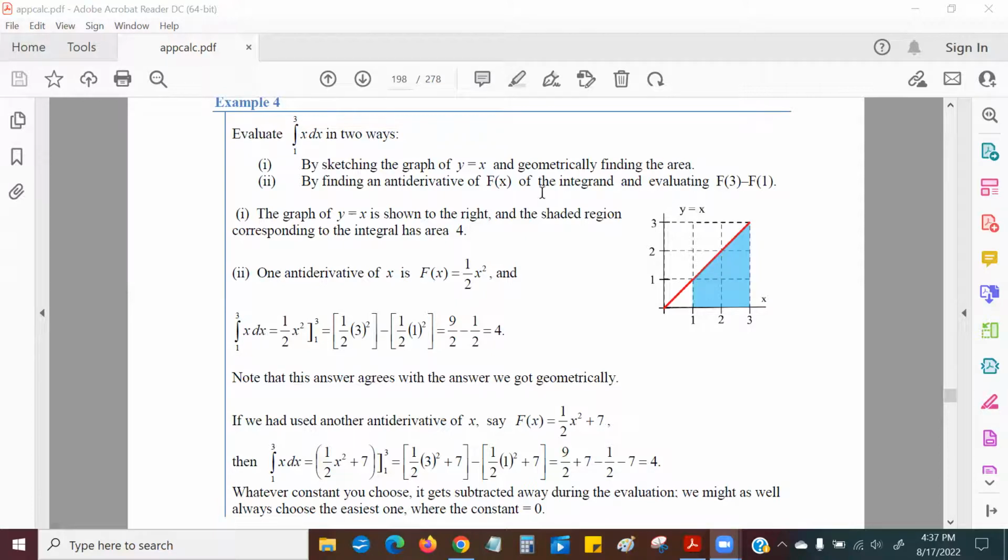On the other hand, we could do this with calculus. The integral of x is x squared over 2. And I'm going to plug in 3 and 1. Those are my limits of integration. So I have 1/2 times 3 squared minus 1/2 times 1 squared, which gives me 9 halves minus 1/2, which is 8 halves, which is 4. So you see the answers are the same.